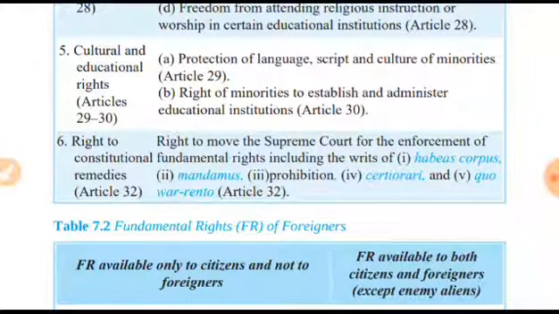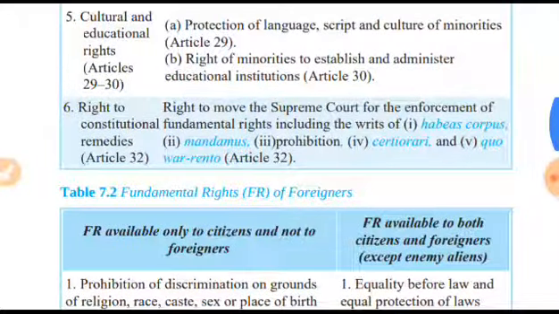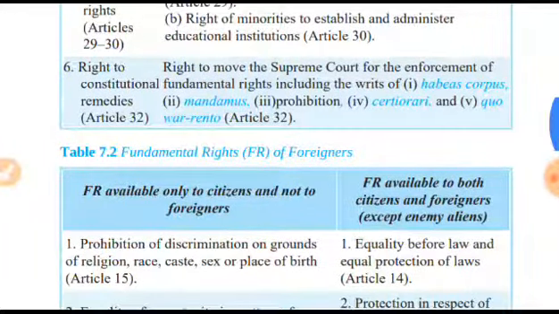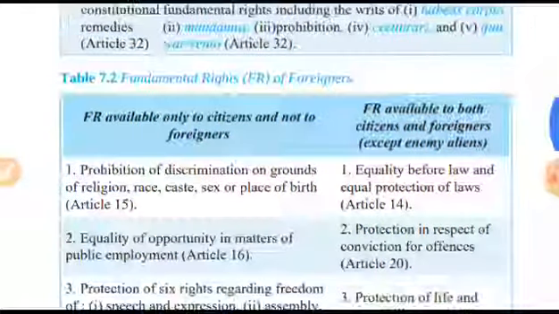Articles 29 to 30 are cultural and educational rights. Protection of language, script and culture of minorities is Article 29. Article 30, right of minorities to administer educational institutions. And Article 32, right to constitutional remedies. So the right to move the Supreme Court for the enforcement of the fundamental rights, including the writs of habeas corpus, mandamus, prohibition, certiorari and quo warranto, Article 32.